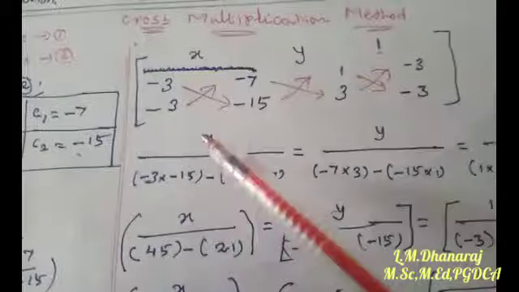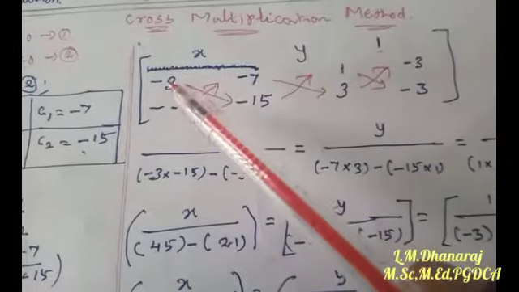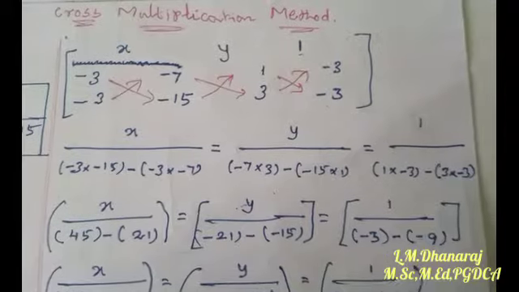Now as usual, we have to go for x divided by minus 3 into minus 15 minus 3 into minus 7 is equal to y divided by minus 7 into 3 minus 15 into 1 is equal to 1 divided by 1 into minus 3 minus 3 into minus 3. Now we have to simplify.